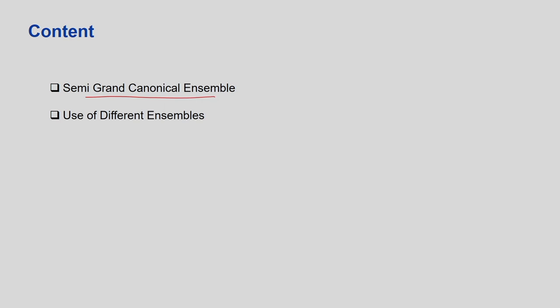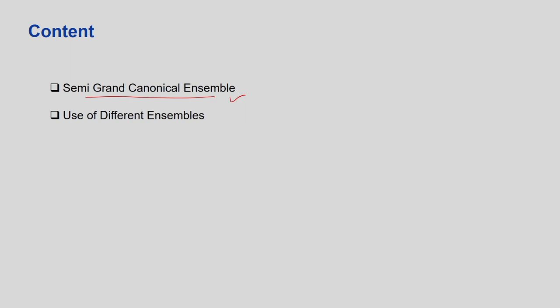So the semi-grand canonical ensemble is like an osmotic system, with osmotic pressure, where only one component is allowed to pass through a semi-permeable membrane. Other components are not allowed, they are blocked. So it is similar to that type of ensemble. Then we will finish all the ensembles. We have finished the discussion of ensembles.